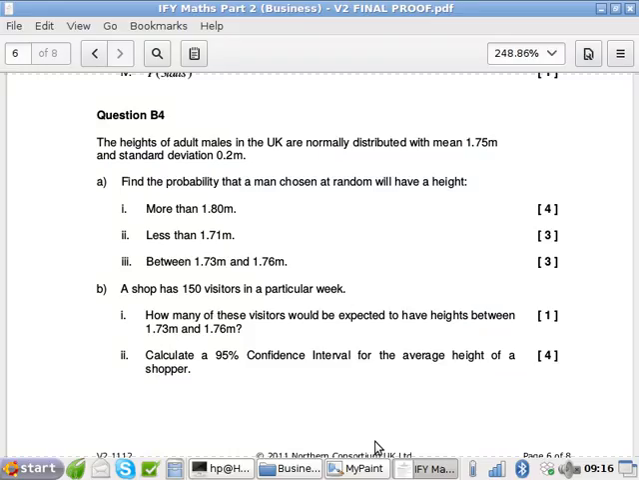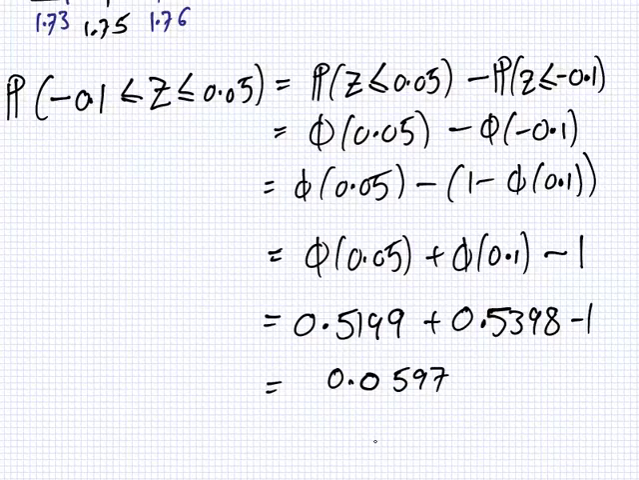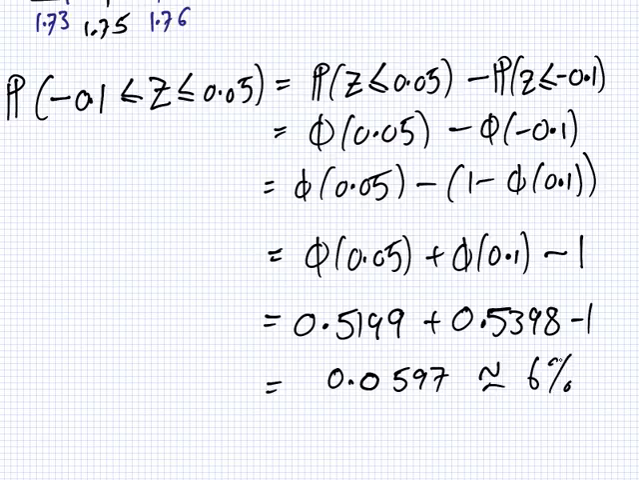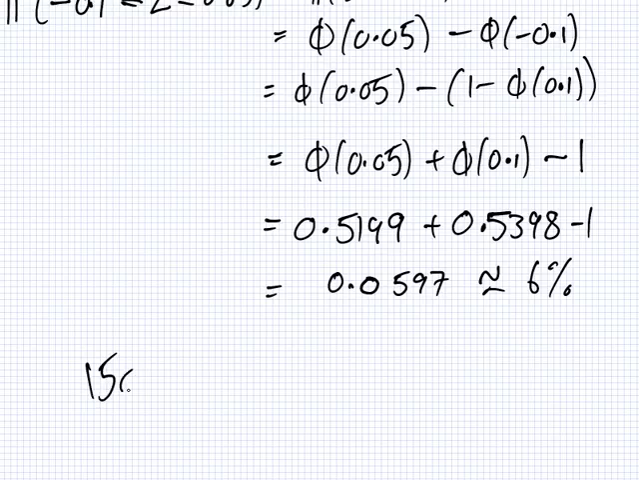Yeah? Okay, B part. So, Malik, we were talking about this yesterday. If there was 150 people, how many of them would be between the two heights? Well, what percentage of people are between the two heights? It's nearly 6%, isn't it? So if you have 150 people, you just multiply it like this, and the answer is 8. Is it exactly 8? Or do we have to round? Rounded.